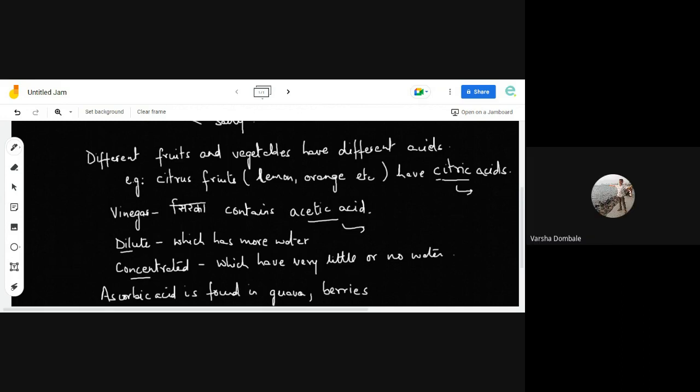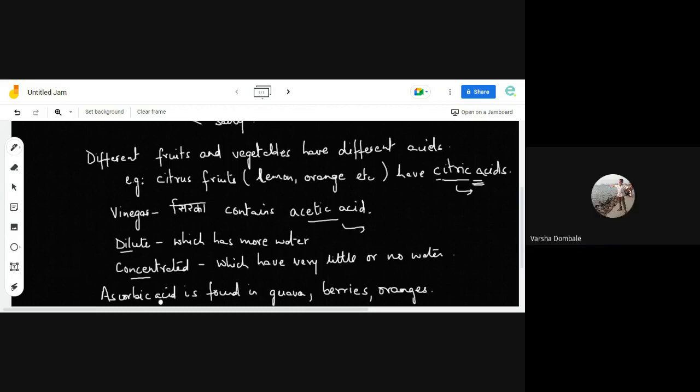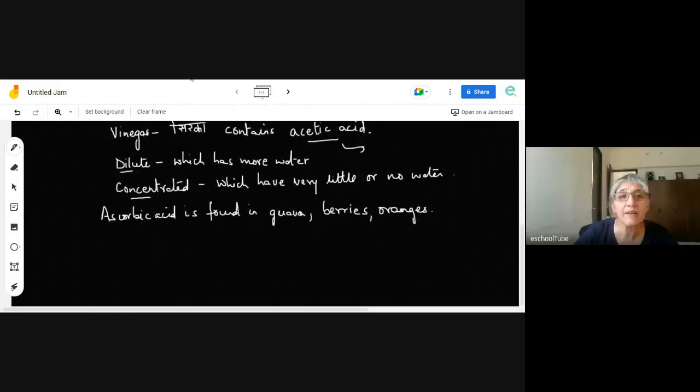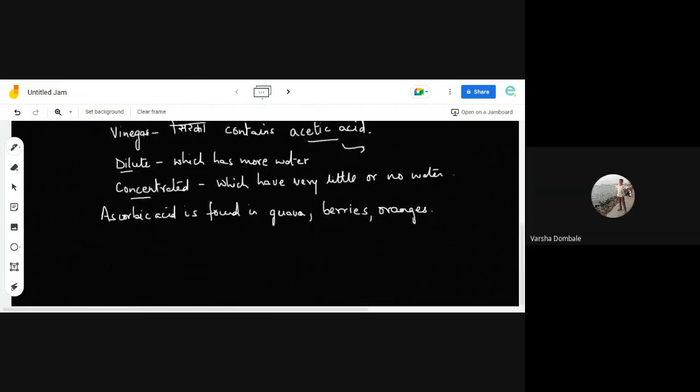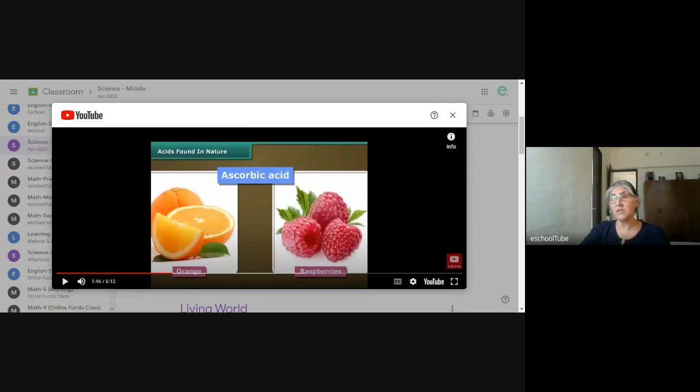Ma'am, oranges have a different acid. Oranges also have citric acid, and they have ascorbic acid also. All fruits have different acids. Not only fruits, some vegetables also, like tomatoes. They have different types of acids in them.